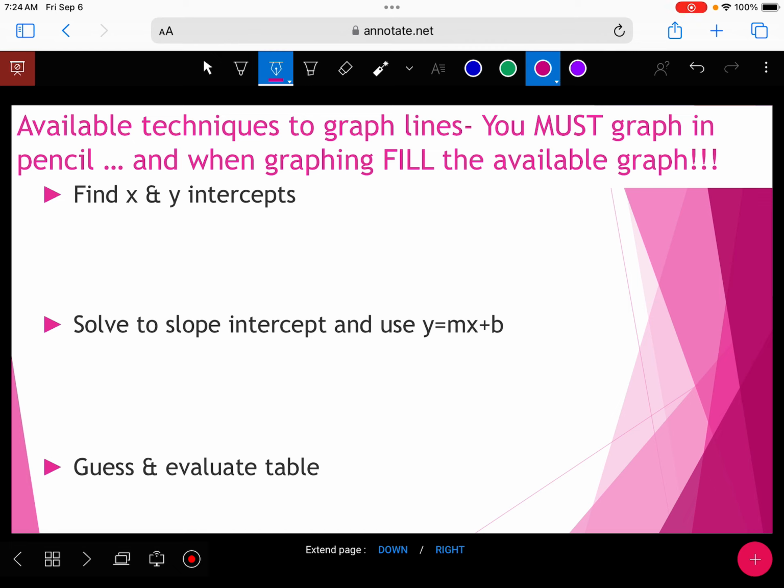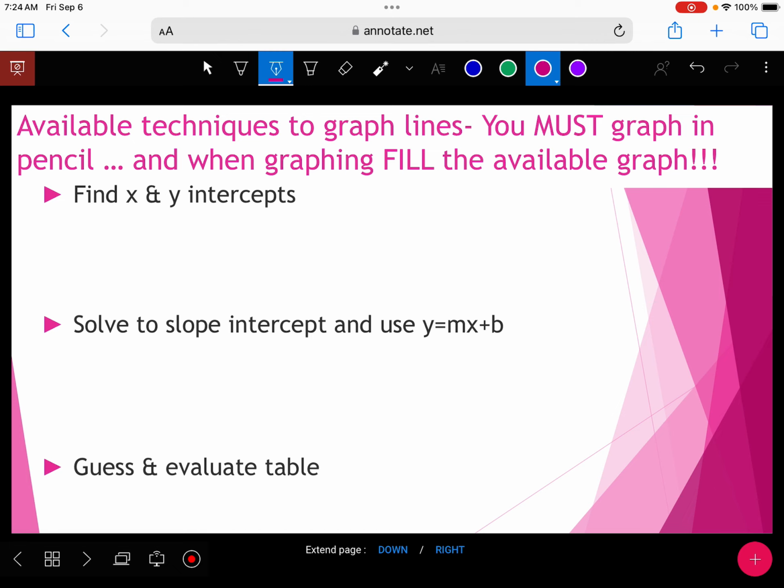And today, honestly, shouldn't really be anything new. You've seen these before. It may have been a minute, but we've graphed lines before. So I have up here the 3 most common techniques for graphing lines. I am not saying these are our only options, but I'm going to show you these 3 ways today and how we would know when we might like one better than the other.